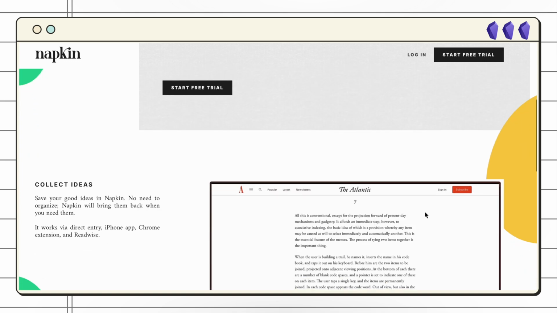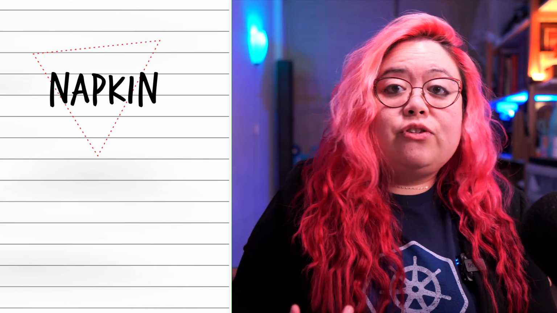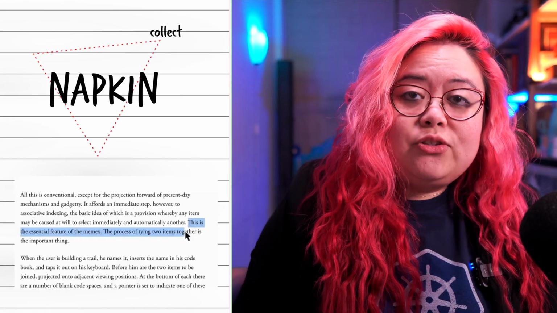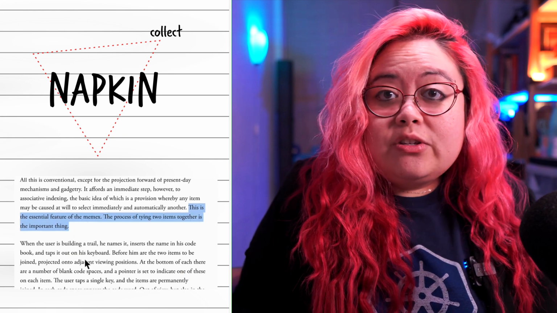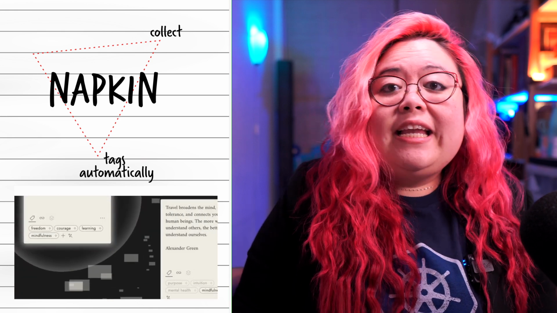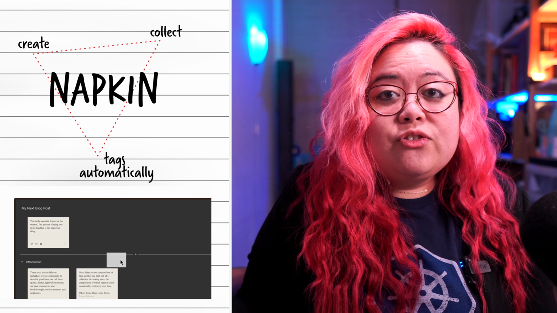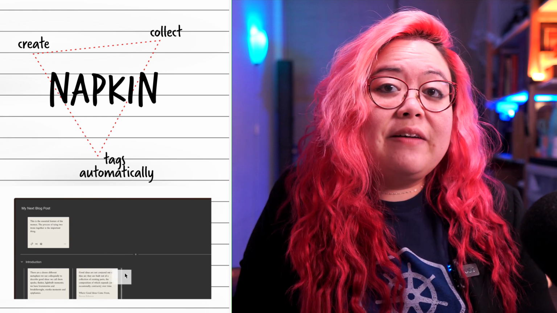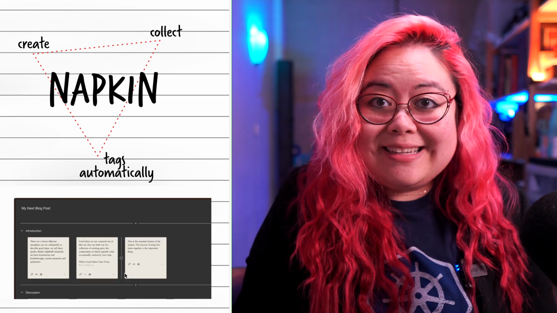This app is called Napkin. Napkin is an app that does three things. It collects thoughts that you send to it. It uses AI, specifically a fork of GPT-3, to automatically tag each thought. And then it helps you create stuff by resurfacing similar notes that maybe you haven't seen before using these tags.